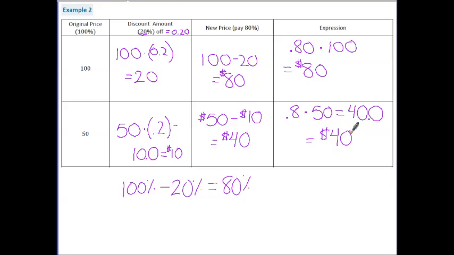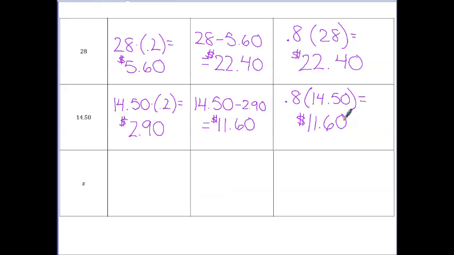I want you to pause the video and go ahead and complete the rest of the table and try the last column on your own, and then we'll review it once you're done. So go ahead and check over these answers, and we'll talk about the last row together. I had you attempt it on your own, and if you made any mistakes, then you can just change them as we go along.